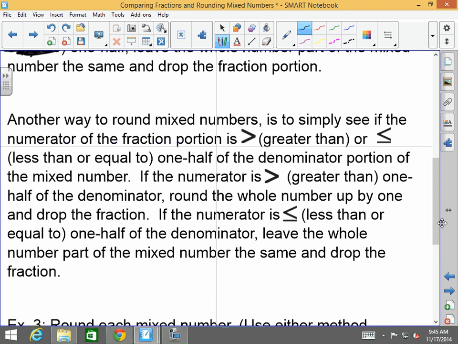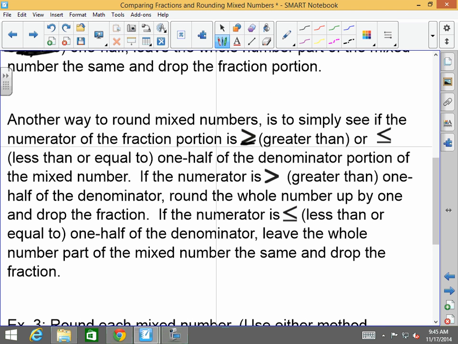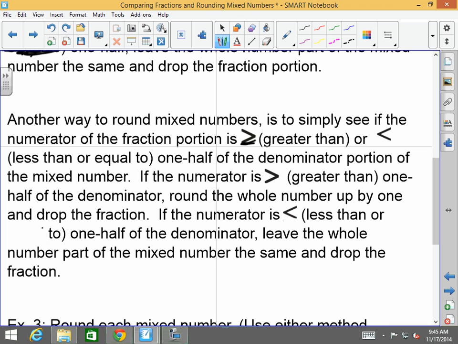Another way to round mixed numbers is to simply see if the numerator of the fraction portion is greater than or equal to, oh man, I really messed up here. I'm so sorry. There's no excuses. Or less than. Let me get rid of that. And let me get rid of this. And let me get rid of this. Again, that is my fault. That is my bad, and there's no excuse.